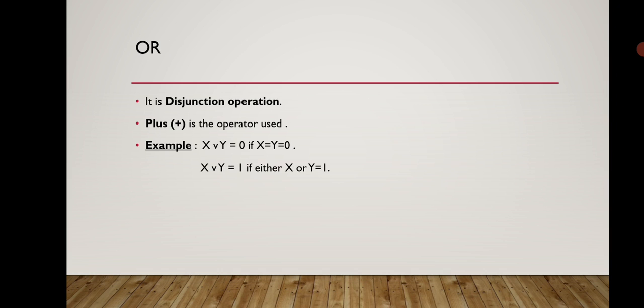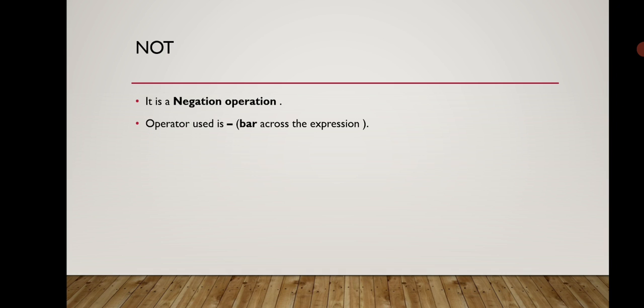And the OR operation is termed the disjunction operation. The plus operator is used here. X disjunction y is 0 only when both are 0. If not, if either one is 1, the value of the OR disjunction operation will be high. Coming to the NOT operation, it is also termed the negation operation. This is indicated by putting a bar across any expression.